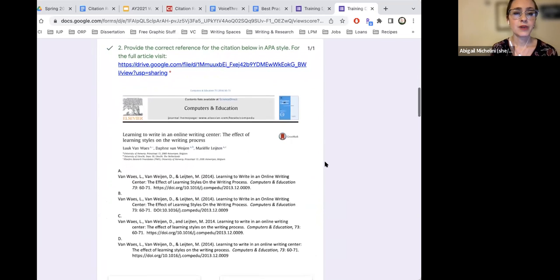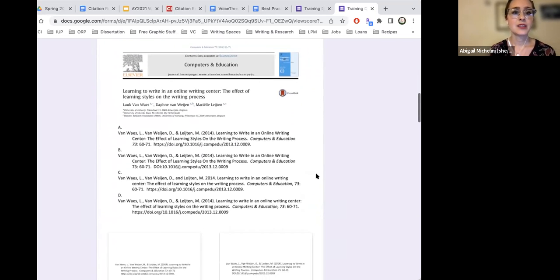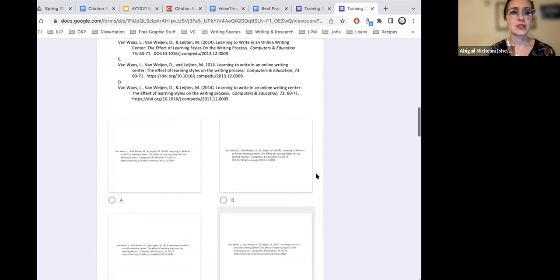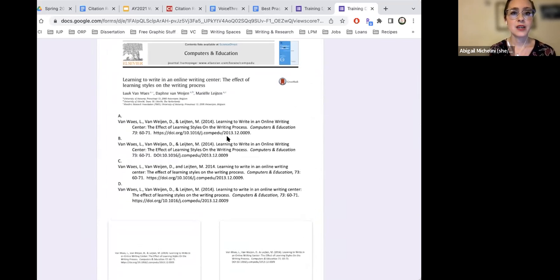All right, provide the correct citation below in APA style. So I know that the answer is D here because the thing that I looked at first for myself is just, are they capitalizing the title here? Because I know in APA, you don't capitalize every word. So boom, A and B are out, right?